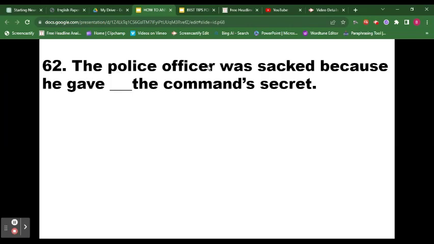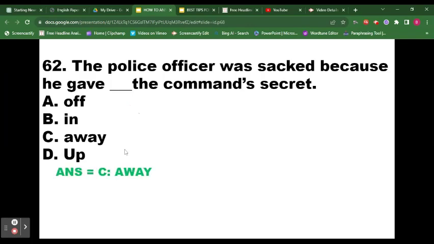The police officer was sacked because he gave dash the command's secret. A, off. B, in. C, away. D, up. The correct option is C, away. When you give away someone's secret, you disclose it, okay?